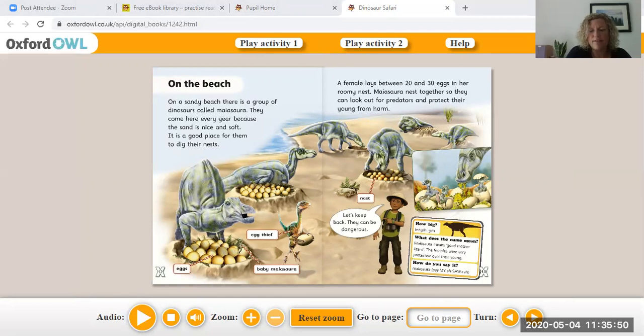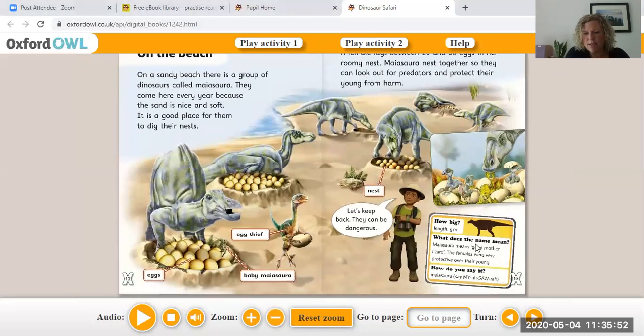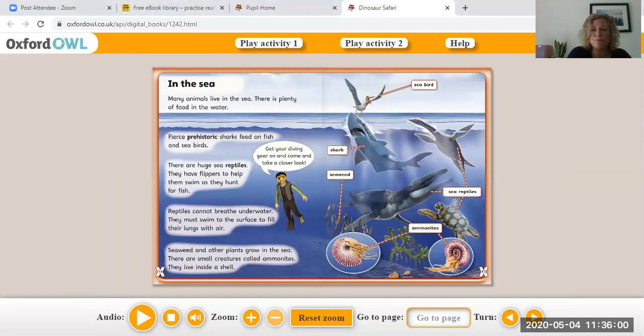If we look at the fact file, Maiasaura means good mother lizard. The females were very protective over their young. Maiasaura, about 9 meters tall.